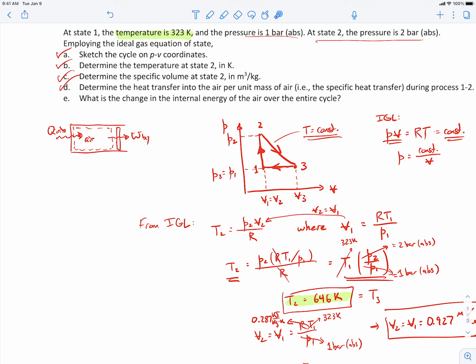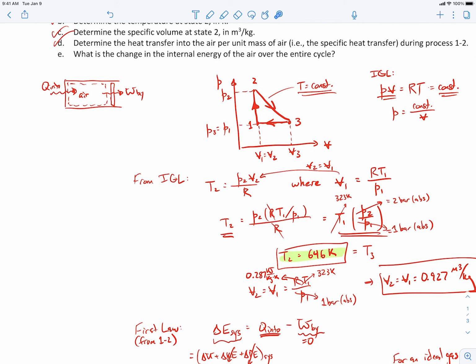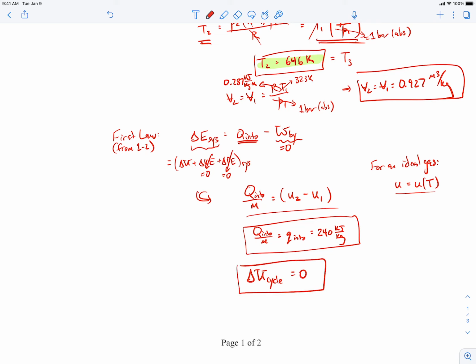The very last question is, what's the change in the internal energy of the air over the entire cycle? So as we go from 1 to 2 to 3 and back to 1, what's the change in internal energy as we go through that whole cycle? Well, that's actually pretty easy to answer because we know that internal energy is a property, and the property will return back to its original value if we're back in the same original state. So the change in the internal energy over the whole cycle will just be 0, just because we return to the same state.